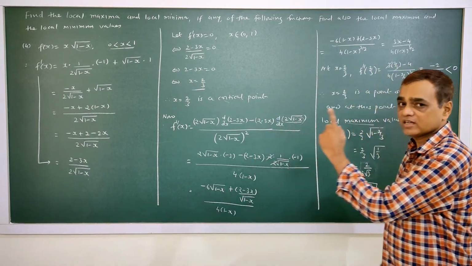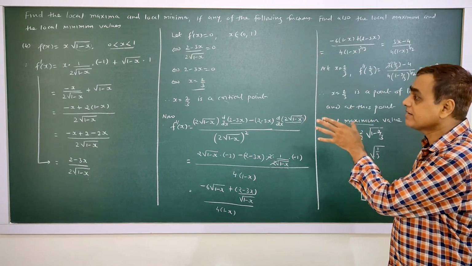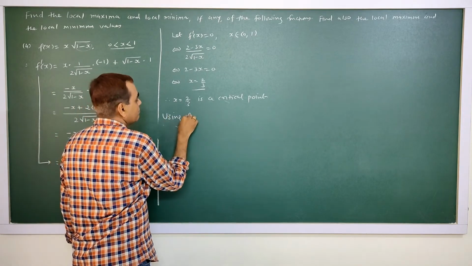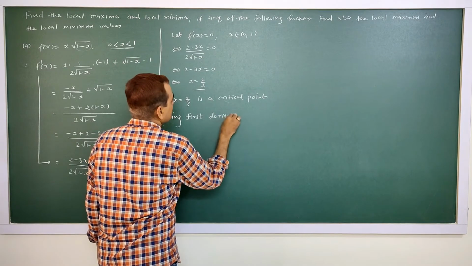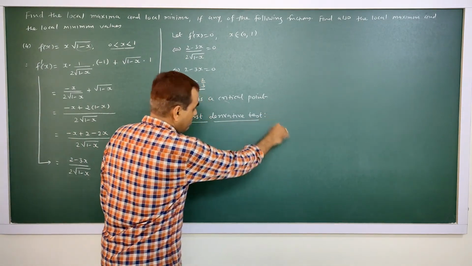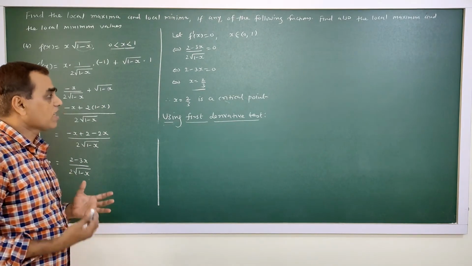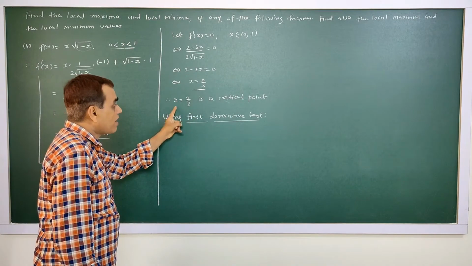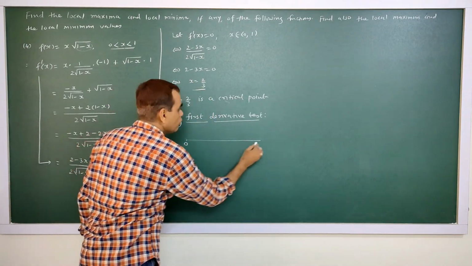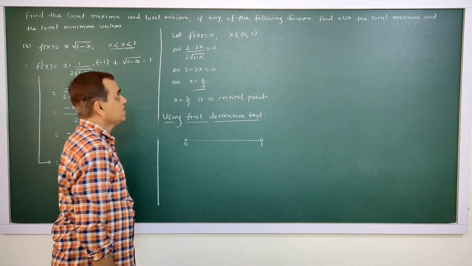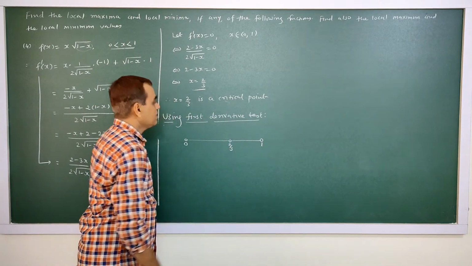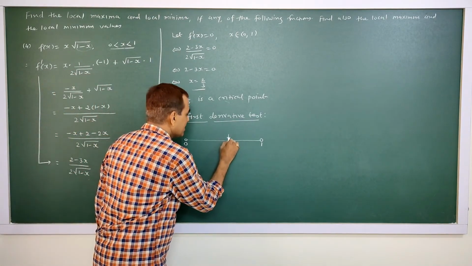So now I am showing how to apply the first derivative test in this problem, how to find a point of local maxima or local minima. Say here we want to check at 2 by 3. 2 by 3 belongs to 0 to 1. So here the interval is the open interval 0 to 1. In this interval, the number 2 by 3, somewhere here, is the critical point, or critical number.